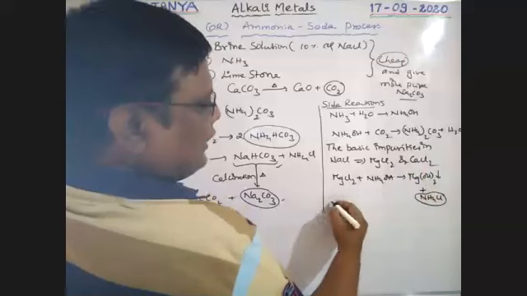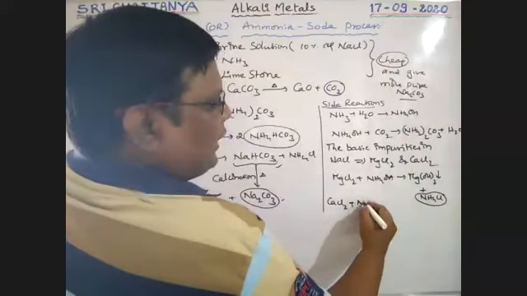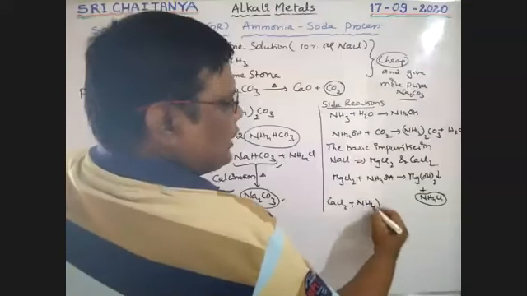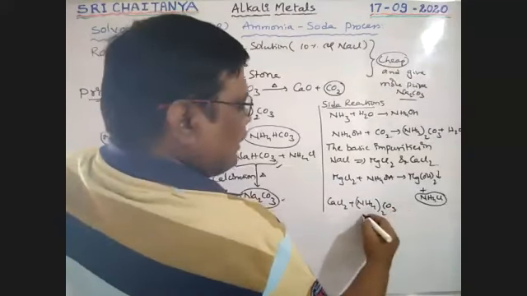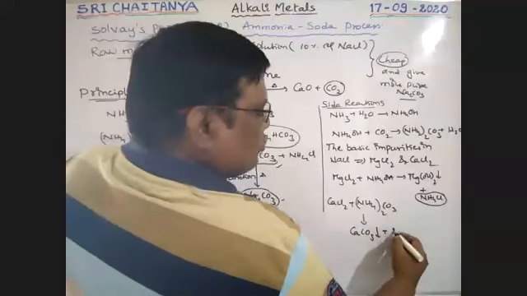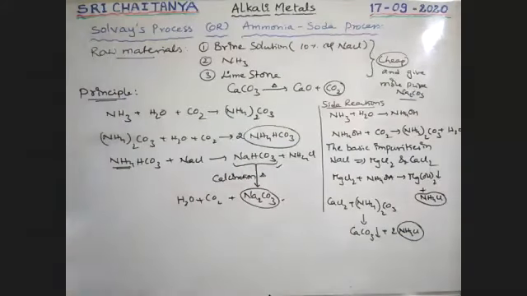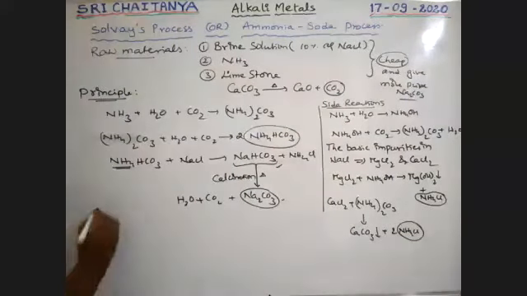Next, calcium chloride, CaCl2, reacts with ammonium carbonate, (NH4)2CO3. That gives calcium carbonate, which precipitates out, plus 2 moles of ammonium chloride as the product.